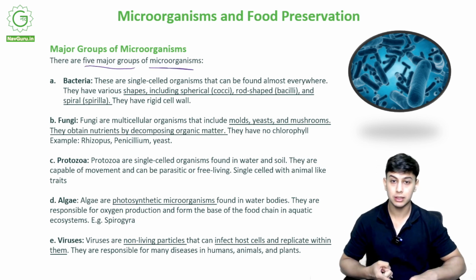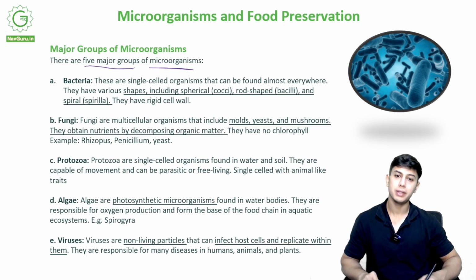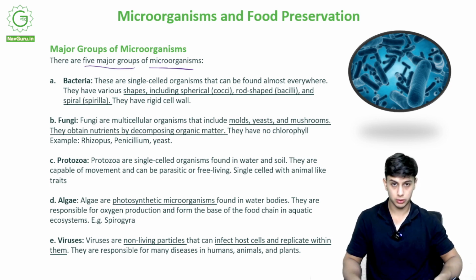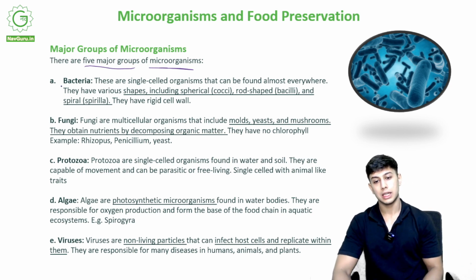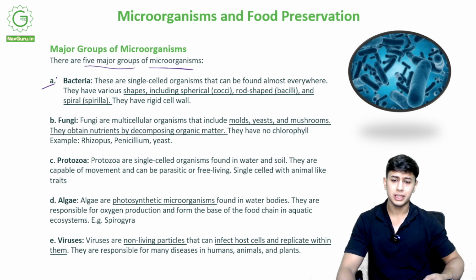What do you mean by major groups? Major groups means that broadly these 5 are microorganisms. Maybe there may be some minor groups as well, but these are the major ones that we care about right now for studying. So the first one is bacteria. You might have heard about bacteria in commercial ads. When they're selling soap, they all talk about bacteria.